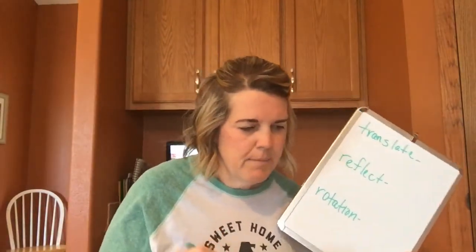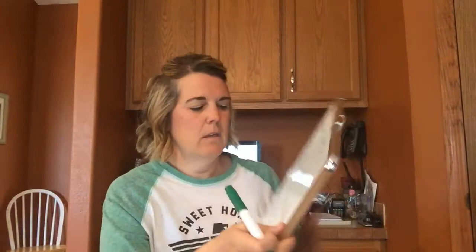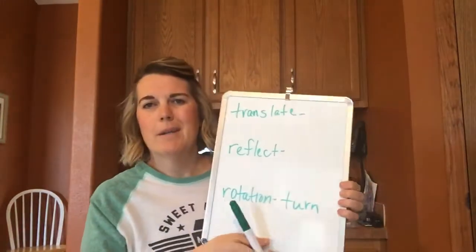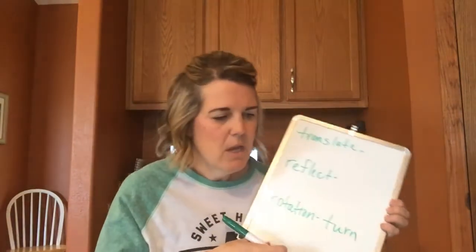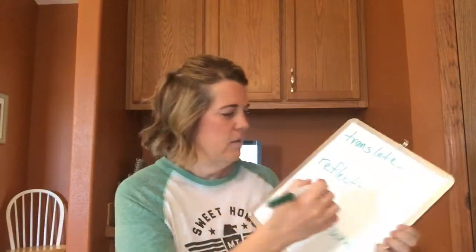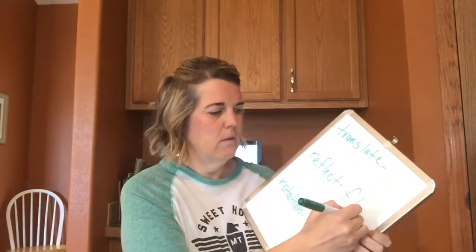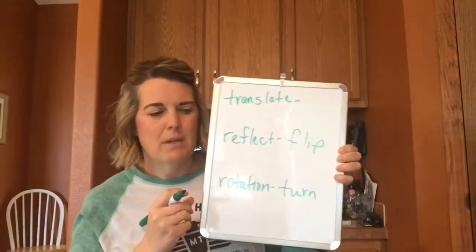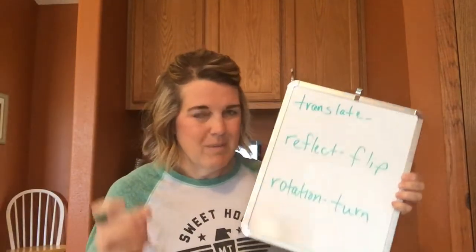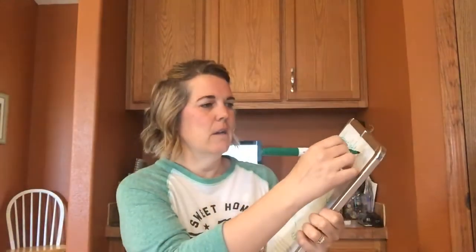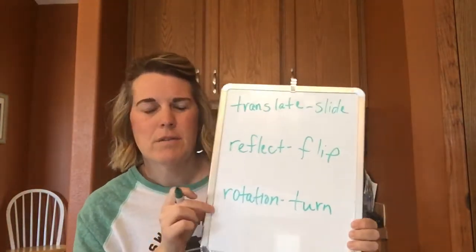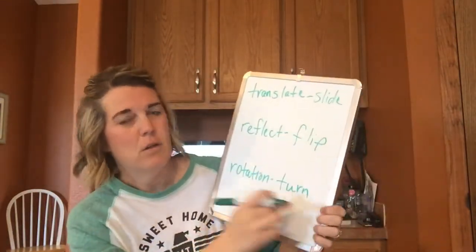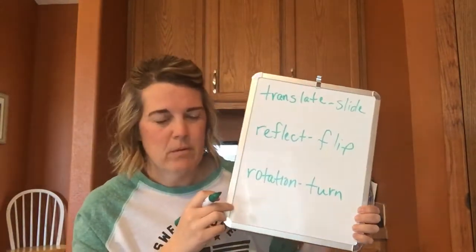If we rotate something, we want to turn it. When they ask you what we had to do, you're not going to write turn, you're going to write rotation or rotate. Okay? A reflection means we have to flip it. And to translate something means you have to slide it. So slide, flip, turn. Just little tricks to remember.